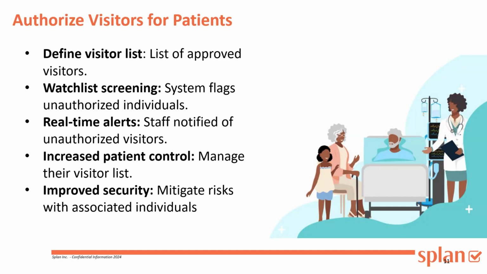Increased patient control, right? Not only do we manage their visit list, but we also have the ability, when they're in a part of the hospital that they're only allowed 2 visitors, we can help manage that so that when that third person comes to check in, we can go through a chain of events and workflows to let that patient know that visitor 3 is downstairs and we need to do something with one of those other 2 visitors. And once again, this is all about improved security, mitigating risk with associated individuals, and making sure we have a good flow within the hospital.